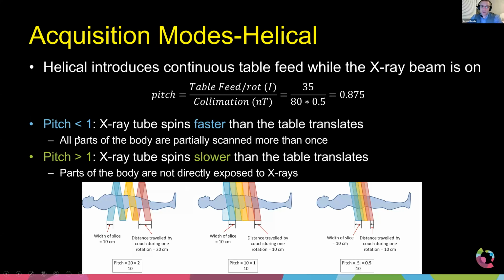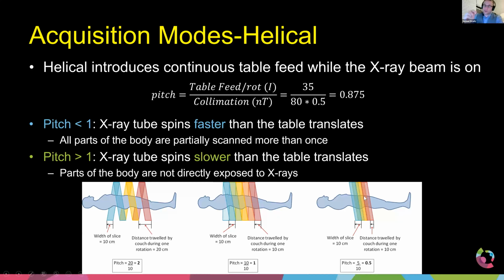So let's take a couple of examples here. If the pitch is less than 1, then the X-ray tube is actually spinning faster than the table is moving, and so all parts of the body are partially scanned more than once. Here you can see the distance traveled by the couch during one rotation is 5 centimeters, but the total collimation width is 10 centimeters. So 5 divided by 10 is 0.5, or less than 1.